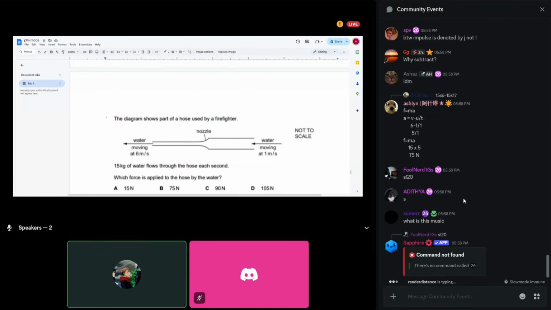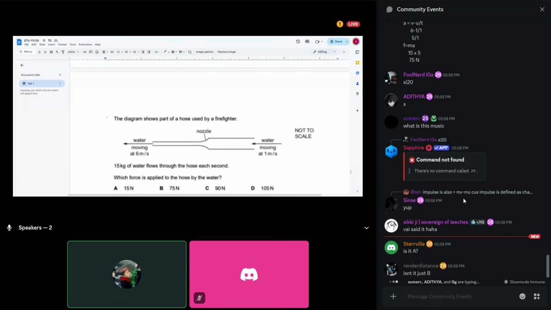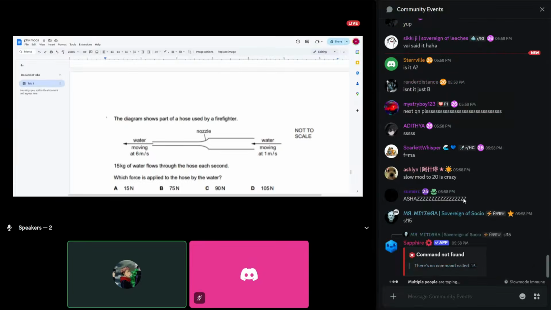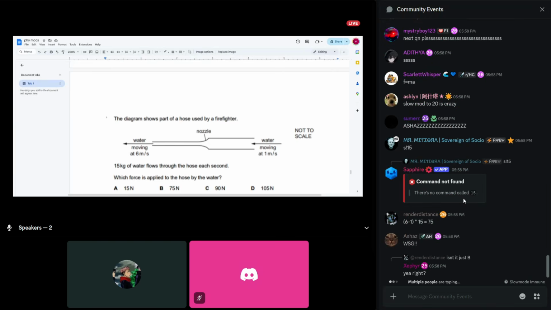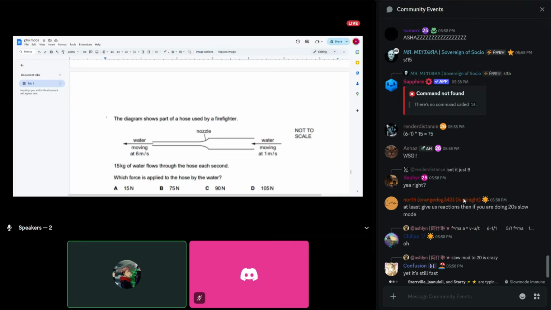Impulse is denoted by I. Look, it is the rate of change of momentum. There's another formula which is mass flow rate into velocity. It's not really in this, but you can just use rate of change of momentum.